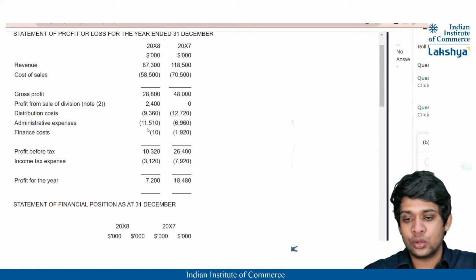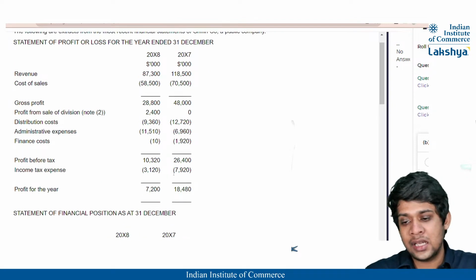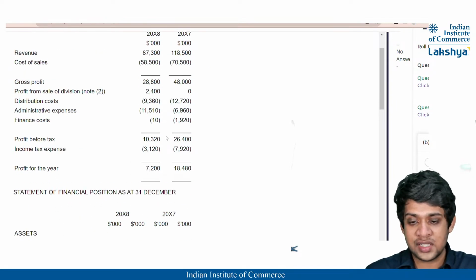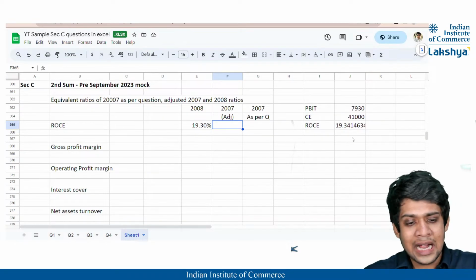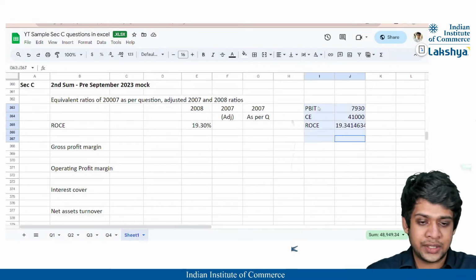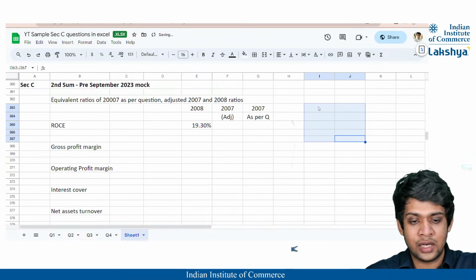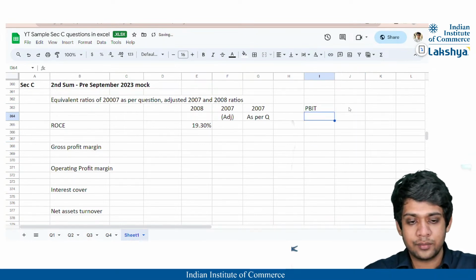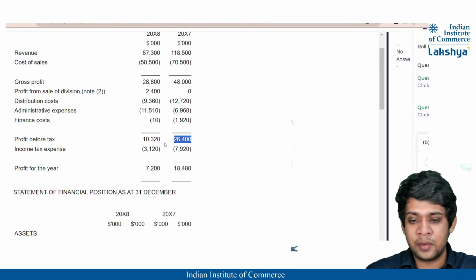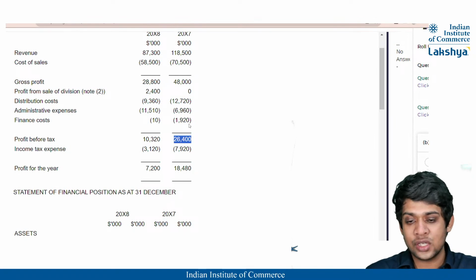Okay. Firstly, guys, for 2007, as you can see here, we have to calculate the profit before interest and tax, right? So we have been given here profit before tax of 26,400. Correct? So guys, I'll just delete this part because I'll calculate the next one now. I hope this is clear to everyone. So guys, profit before interest and tax. Firstly, the profit before tax is given as 26,400. In this, the finance cost will be added back, that is 1920.